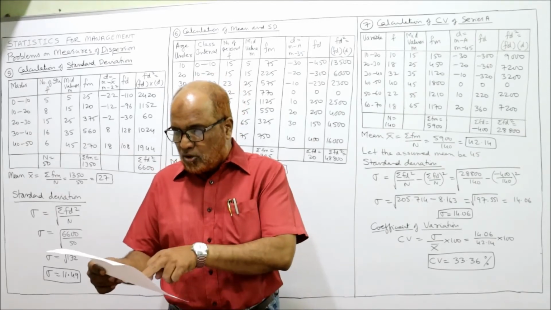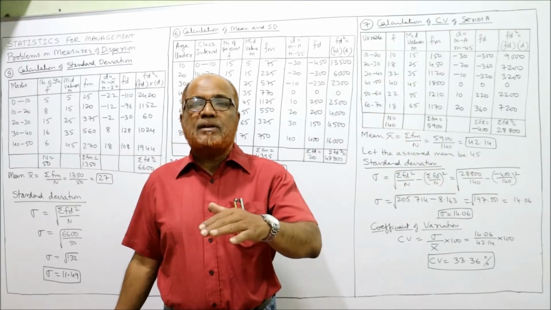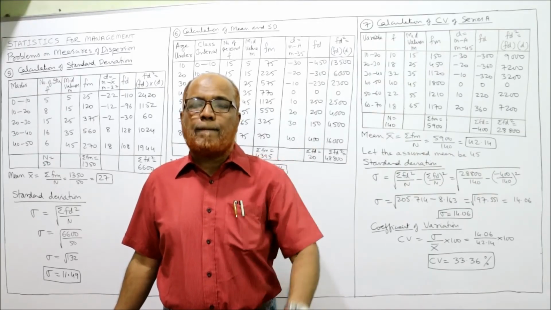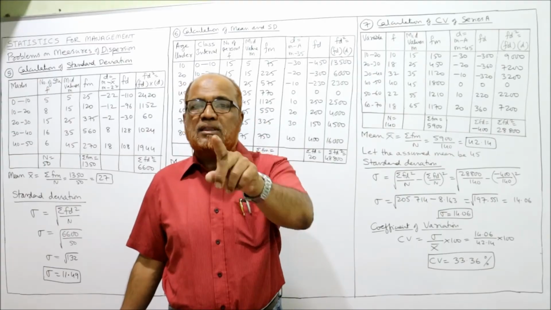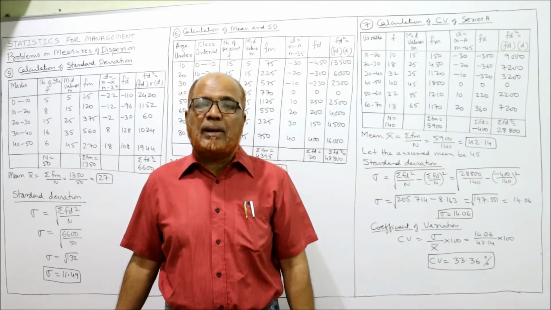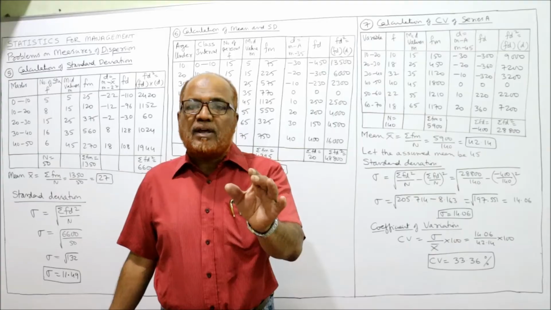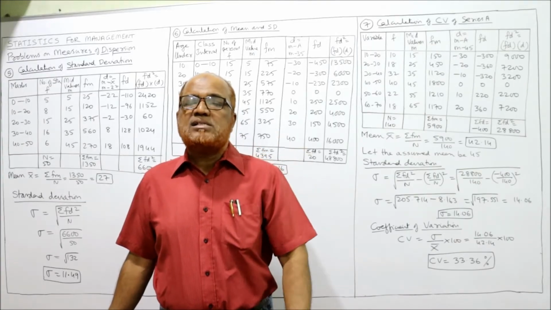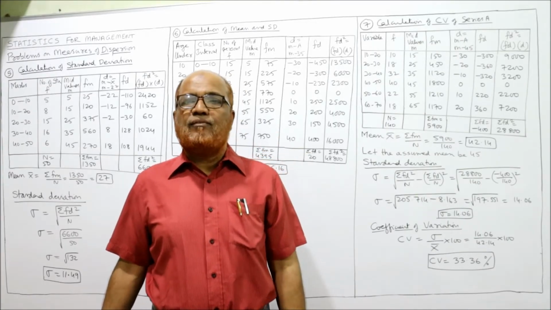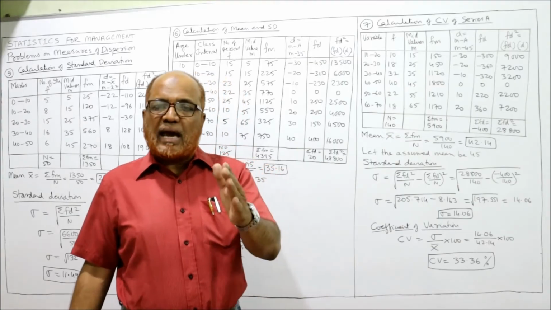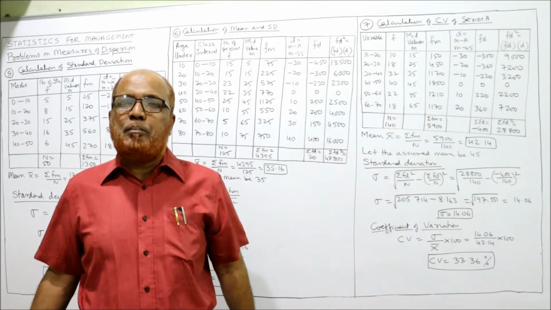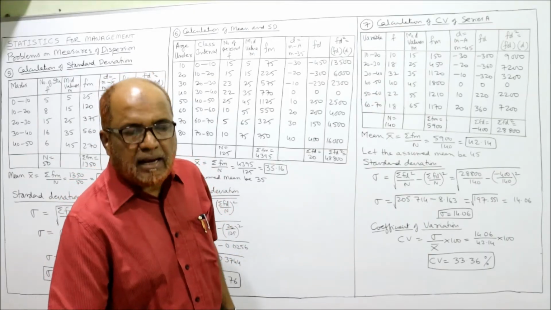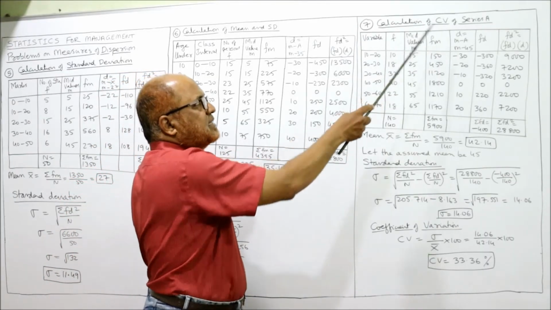But here it is asking you more variable. More variable means wherever CV is more. Whichever series CV is more, that series is more variable. So to compare the variability, we have to calculate the CV, coefficient of variation. We calculate the coefficient of variation for A series and then for B series. So first I am calculating the coefficient of variation for A series.